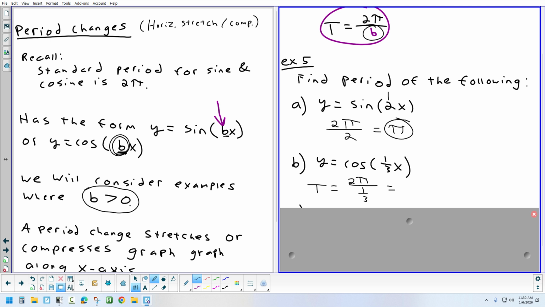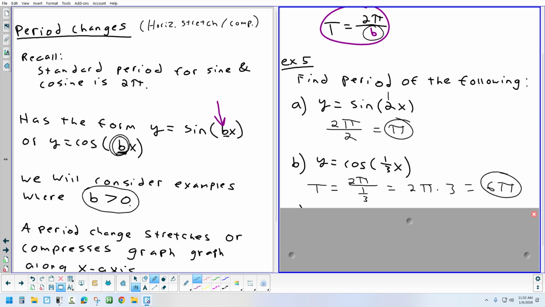It's the same as multiplying it by 3. Instead of dividing by 1/3, you're going to multiply it by 3. That's what dividing by 1/3 does. You flip it and multiply it. And what's 2 pi times 3? 6 pi.